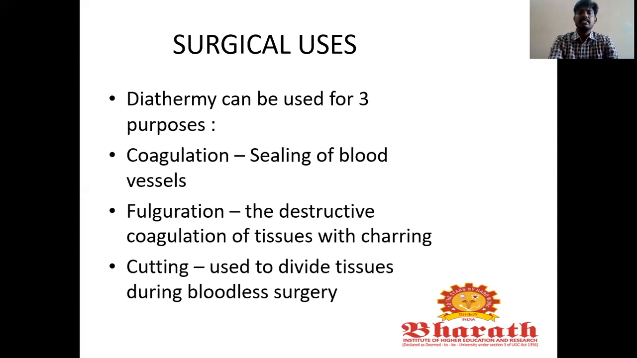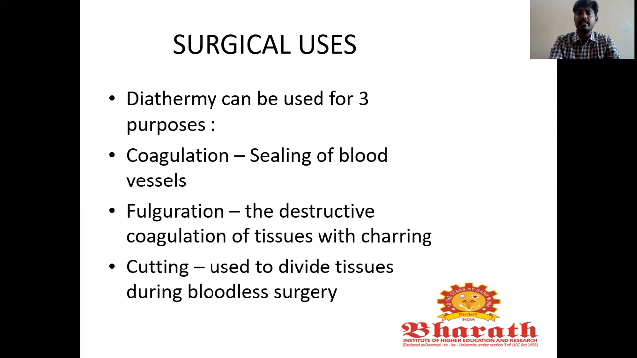Next, what are the surgical purposes of diathermy use? Mainly, diathermy can be used for three purposes. First one, coagulation. Second one, fulguration. Third one, cutting. What is the meaning of coagulation? Sealing of blood vessels. Fulguration is the destructive coagulation of tissue with charring. Cutting is used to divide tissues during bloodless surgery.